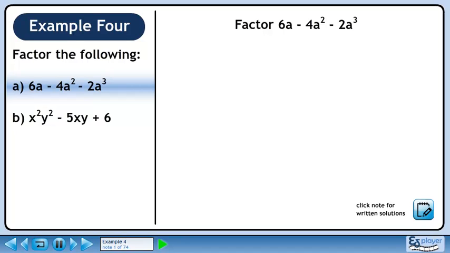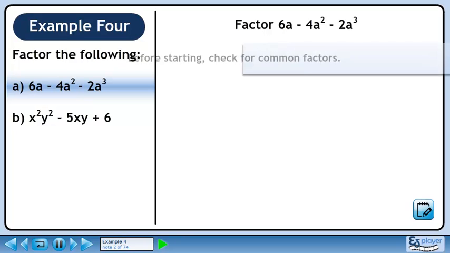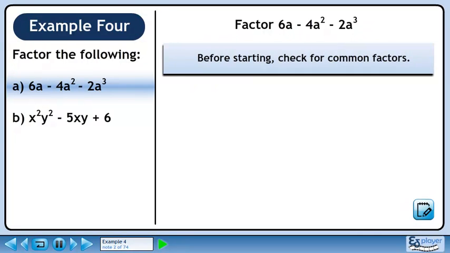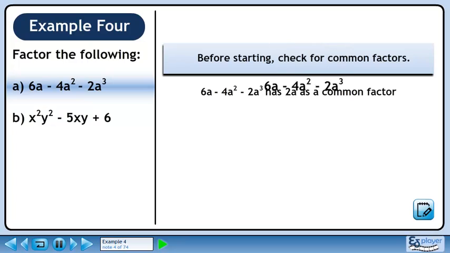In part A, we'll factor 6a minus 4a squared minus 2a cubed. Before starting, check for common factors. The trinomial has 2a as a common factor. Let's bring down the trinomial so we can factor it.